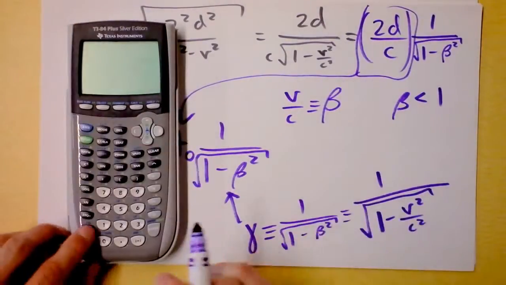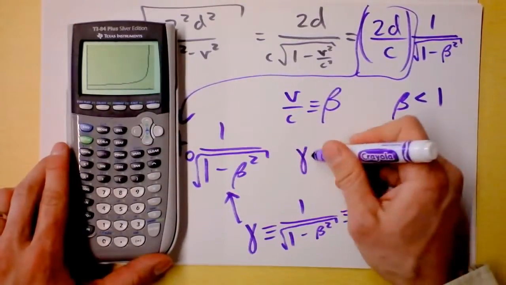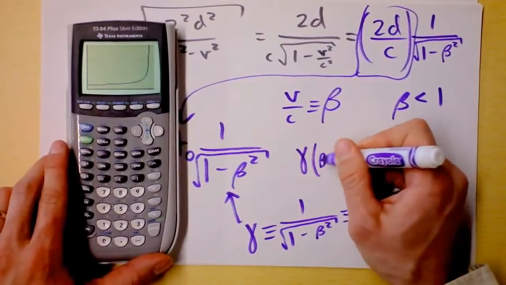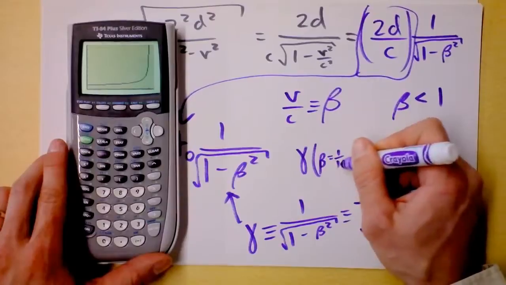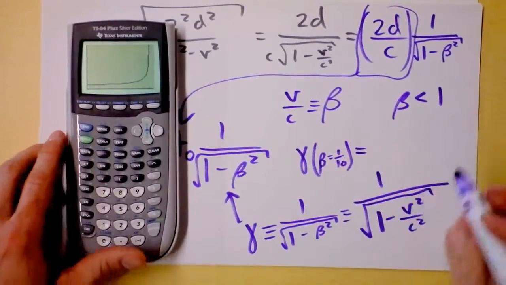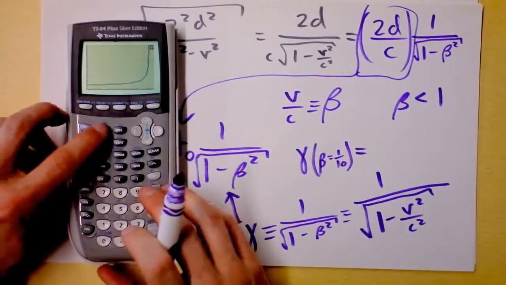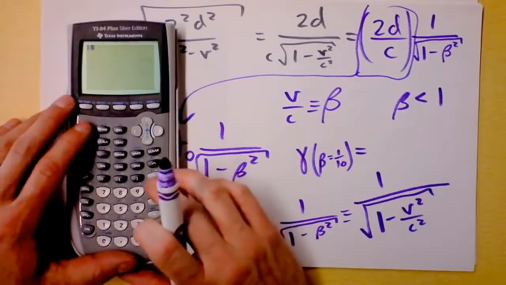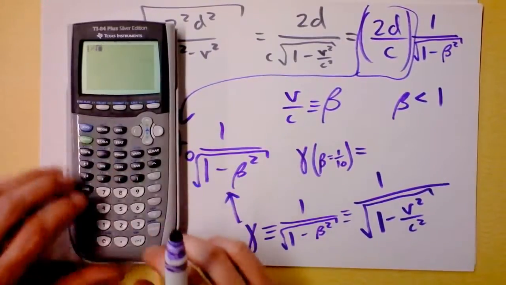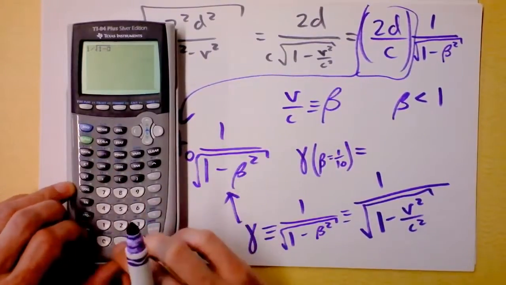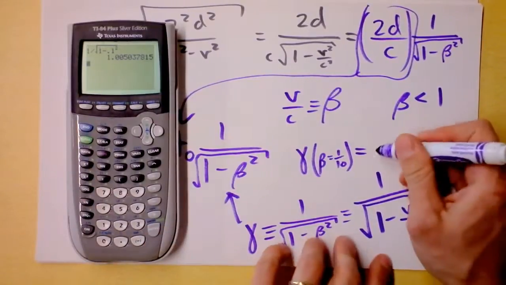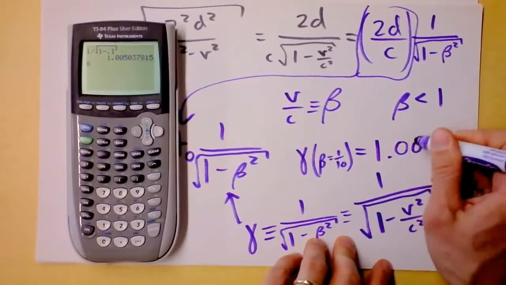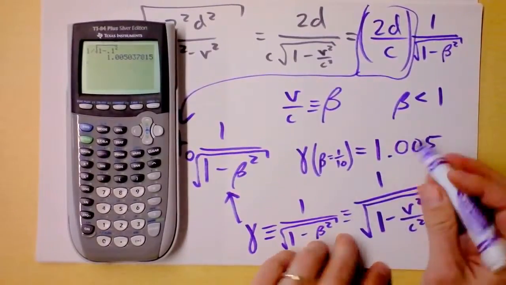Let's try out what gamma is going to give us. Let's get gamma for beta equals 1/10. Gamma, when beta is equal to 1/10, check this. I'm going to do 1 divided by the square root of 1 minus 0.1 squared. Ready? Oh my goodness, it's just 1.005. Wow.